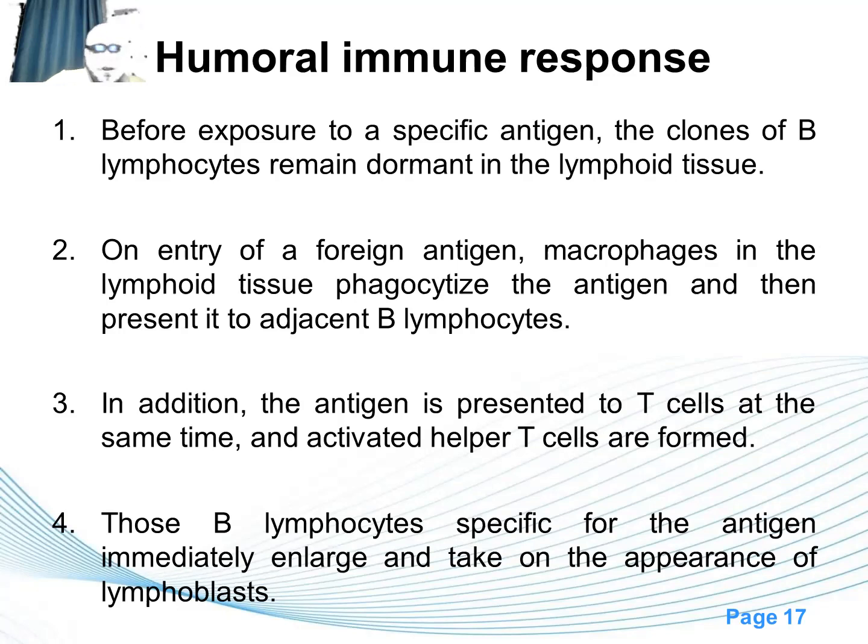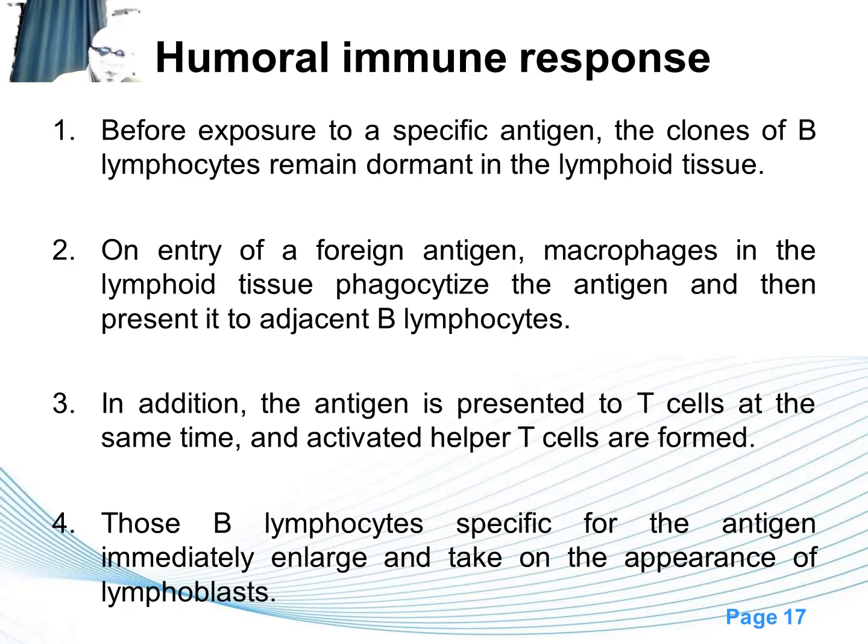You will see what are called the T helper cells. In addition, the antigen is presented to T cells at the same time, and activated T helper cells are formed. So they were silent, now they are activated to work. The B lymphocyte that is specific for the antigen immediately enlarges and takes on the appearance of a lymphoblast.